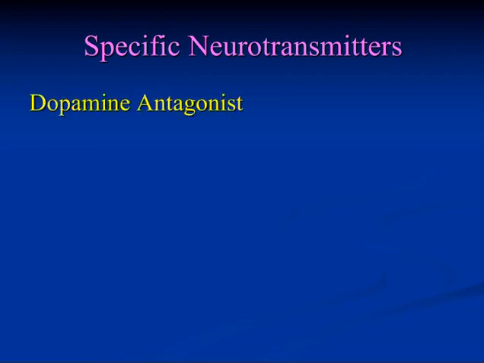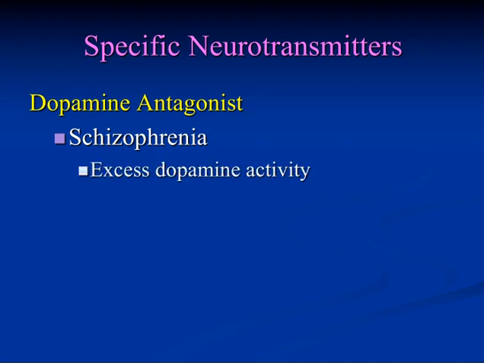Dopamine antagonist. This disease, schizophrenia, is linked with excess dopamine activity. Now, schizophrenia is a very interesting and complex disorder in many ways. The other neurochemicals appear to play a role sometimes. It's very complicated, but what they have found is that schizophrenia seems to be associated with excess dopamine activity. And there's too much dopamine. And so the brain does things that are unusual.